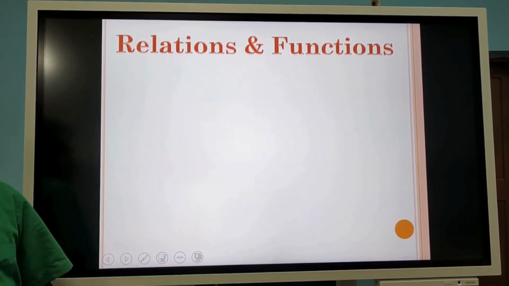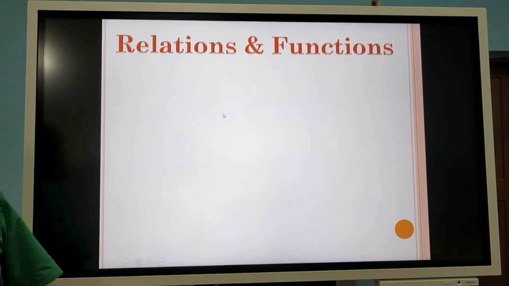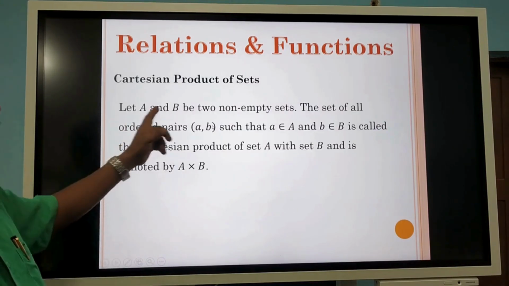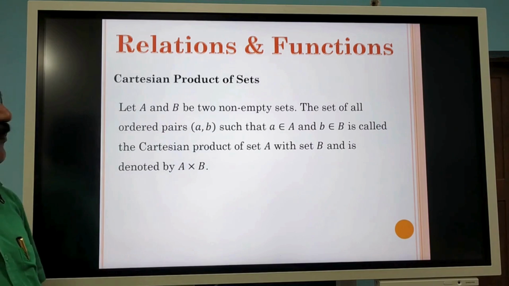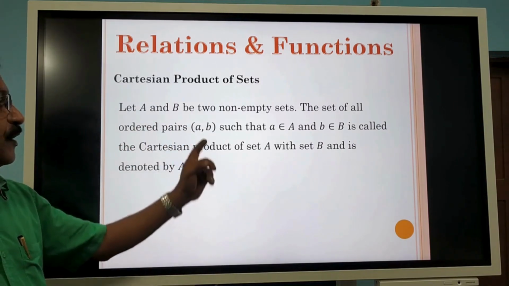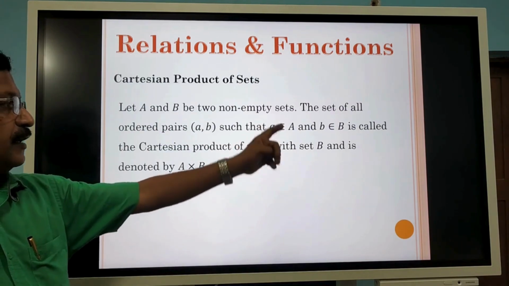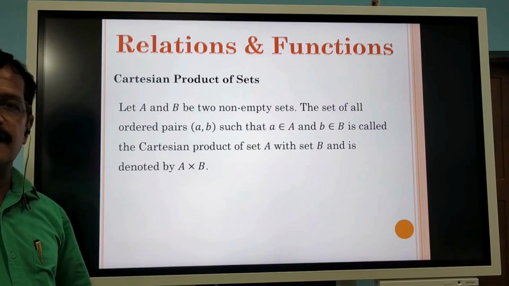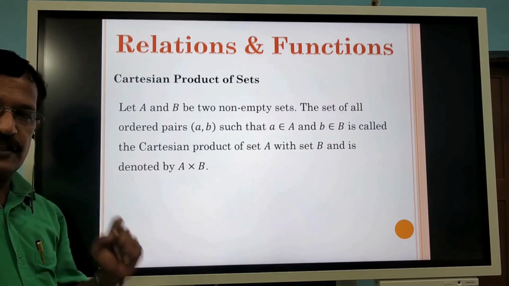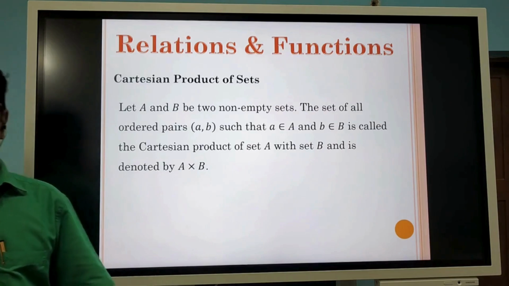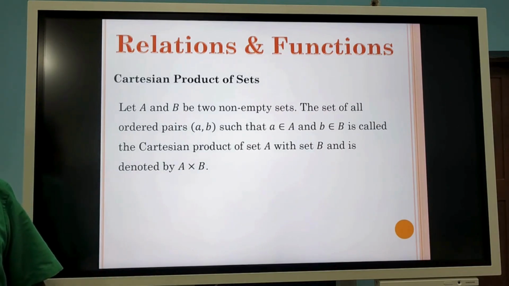Cartesian product of sets. Let A and B be two non-empty sets. The set of all ordered pairs (a, b) such that a is an element of A and b is an element of B is called the Cartesian product of the set A with set B and is denoted by A cross B. That is the definition everybody knows.